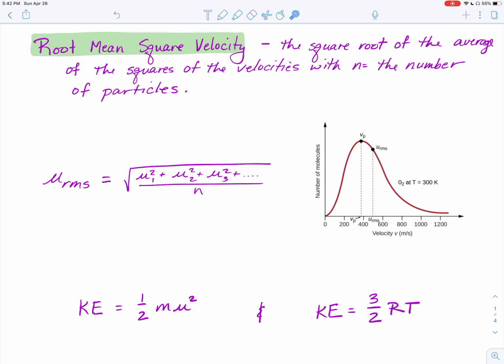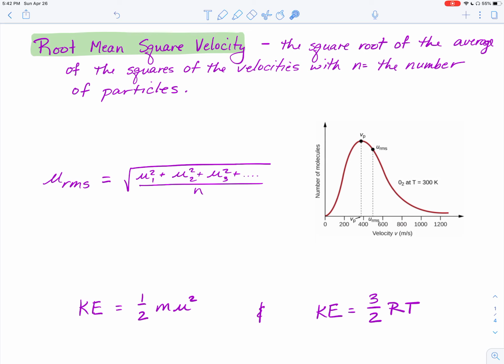And so, because you have so many gases going at so many different velocities, in fact, you've got this kind of bell curvy looking distribution, we have to find out a different way to do that. And it turns out that we actually have a way to relate velocity to kinetic energy. And it turns out kinetic energy is equal to 1/2 times the mass times the velocity squared.